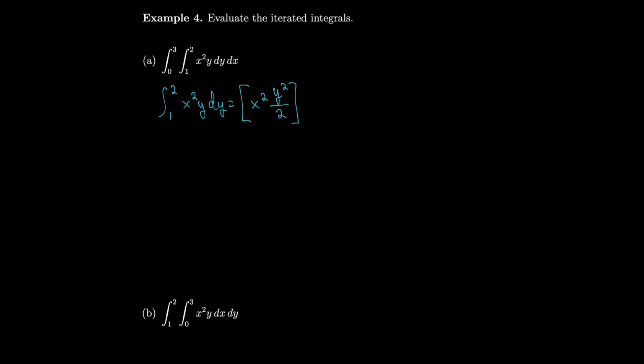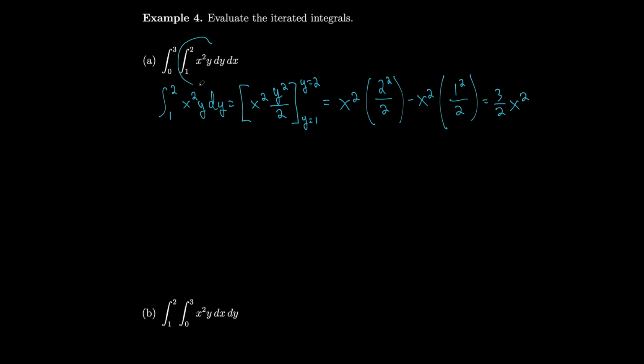Now we have to evaluate that from 1 to 2, but that's with respect to y. So I'm doing it from y equals 1 to y equals 2, only plugging the 1 and 2 into the y, and I keep x squared as x squared. So I have x squared times 2 squared over 2 minus x squared times 1 squared over 2. And that's just 3 over 2 x squared. Okay, so that's my inner integral, my partial integration with respect to y.